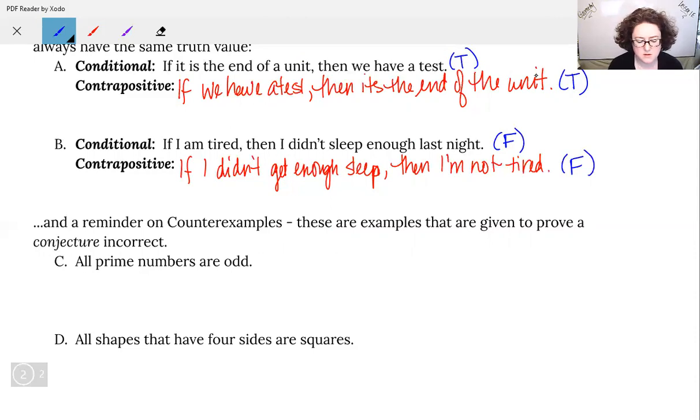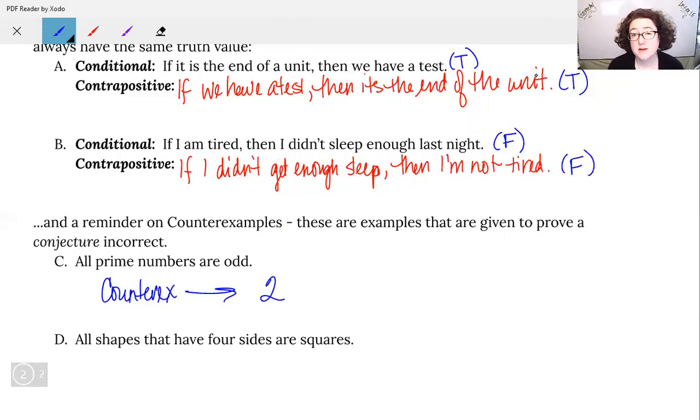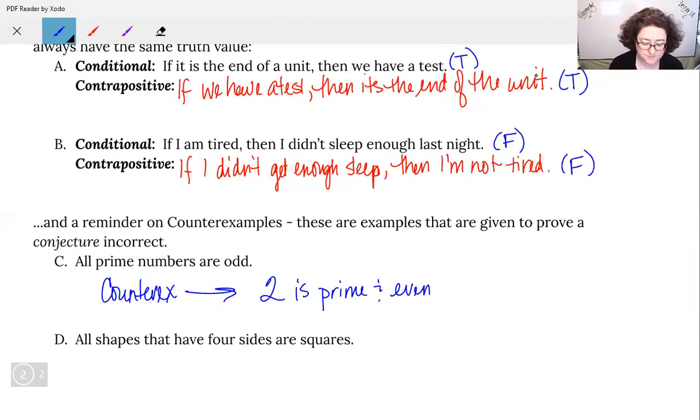Huh. Our counterexample: what if we're looking at the number 2? Now, technically, if we go with our prime number definition, only divisible by itself and 1, well, 2 qualifies. It's divisible by 2, which is why we can call it even, but the only other number it's divisible by is 1, so it technically also qualifies as prime. So 2 is prime and it's even. So the number 2 is a counterexample to that conjecture.